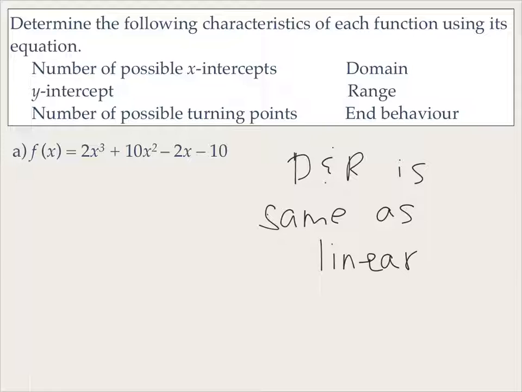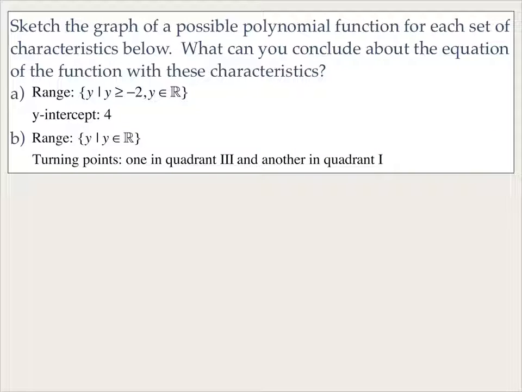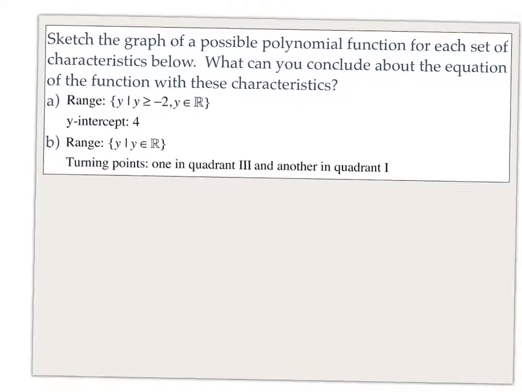Okay, so domain and range is the same as linear because it's going up and down forever, it's going right and left forever, so it's just both x-er, y-er, or negative infinity to positive infinity. Okay, everything else is pretty much the same too. Okay, now this is the only other question I want to do here.